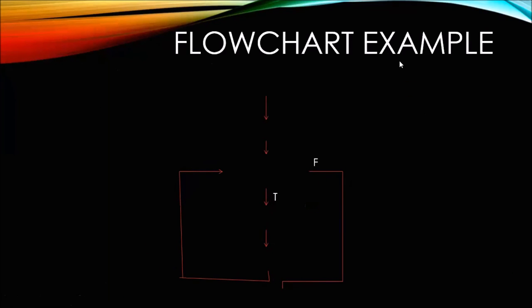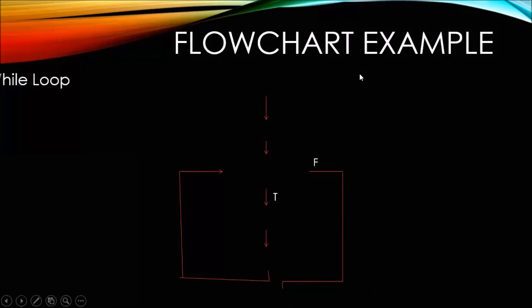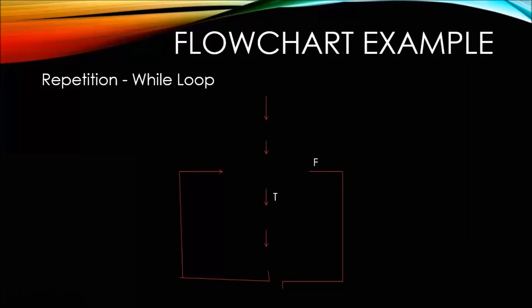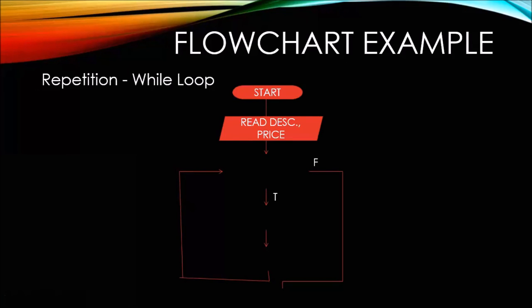So we're looking at another example here. Repetition now. So your repetition is a little bit different. So let's look at that. So we have our start, followed by our instructions to the user, and we're accepting description and price. In this case, we're going to continue while the price is not equal to zero. Good? So what should happen if the price is not equal to zero?